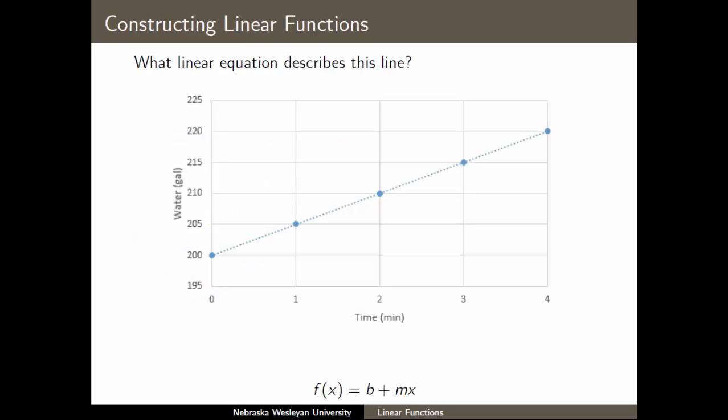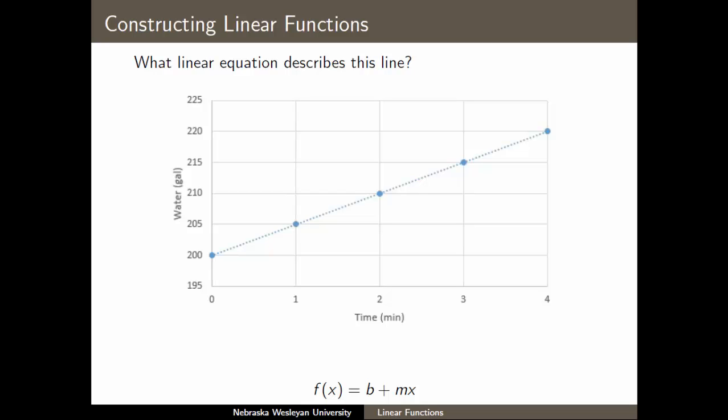Let's look at this same example in a slightly different way. Suppose instead of having the description of the scenario that we started with 200 gallons and add 5 gallons every minute, we just have the data here presented as a line. How could we find the equation that describes this line? Since the graph is a line, I know a linear function is appropriate. And so I can begin by saying that the equation should look like f of x equals b plus mx. But I need to determine the particular value of b and m that I should be using for this line.